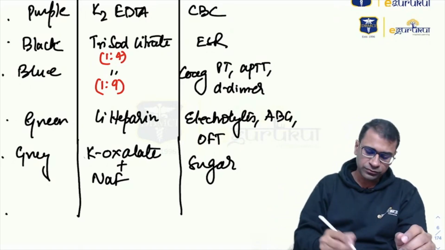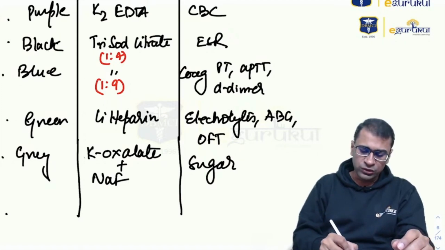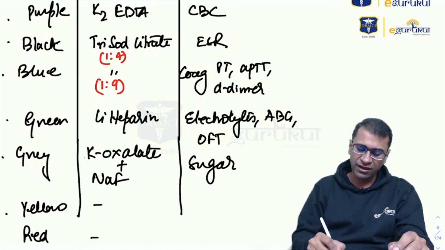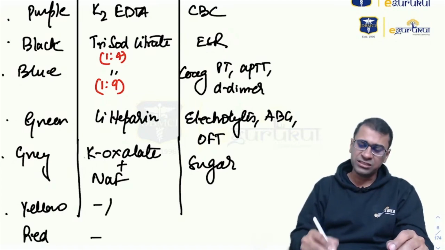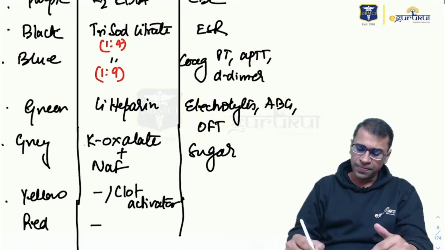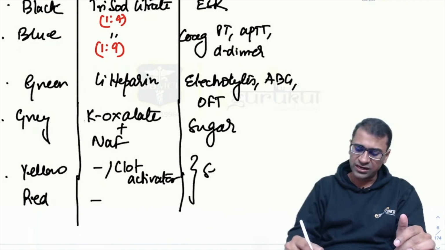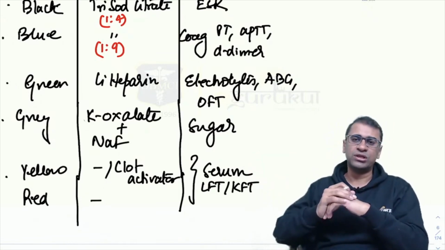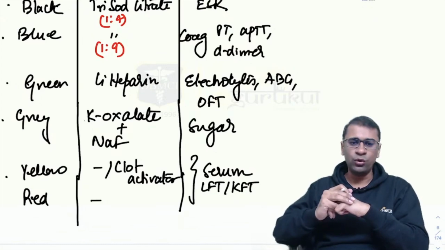Okay, then you can use either this yellow color or the red color. Both of them don't have any anticoagulant, but the difference is yellow has a clot activator. Okay, this is important. Yellow one has a clot activator, and they both are used to send a sample for serum. Serum means like the liver function test or the kidney function test or any lipid profile, hormones, all of them can be used to send a sample in these yellow or the red ones.